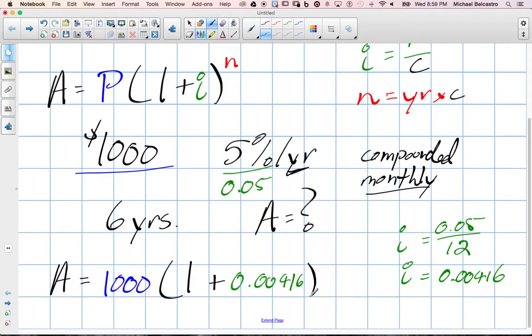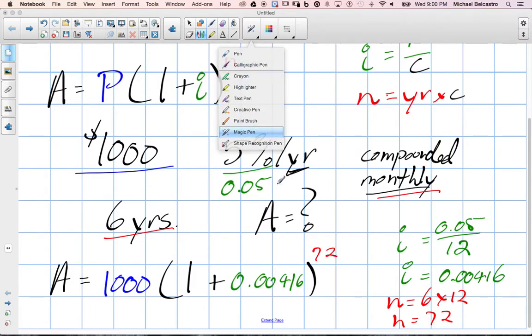And then our n. n is also something we have to calculate. n is the number of years. How many years is it? 6. We want to invest for 6 years, times the compound period. What was the compound period? 12 months. So again, times 12. 6 times 12 is 72. So this is actually to the power of 72.